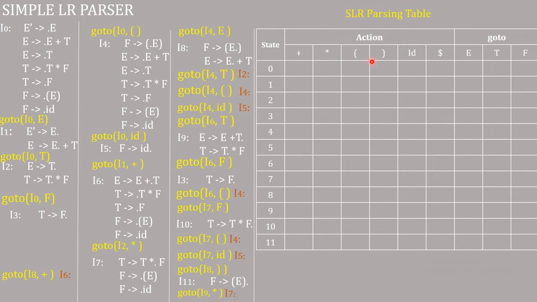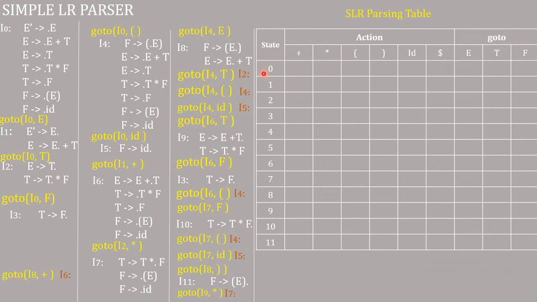And we have two sections of columns. One is the action column, the other one is the goto column. Under the action column, we will include all the terminals. In our grammar, we have terminals like plus, star, open bracket, closed bracket, ID, dollar. Those terminals are included under action, and the non-terminals we have in the grammar are included under goto. Now we are going to fill this parsing table. First we will fill the shift operations, then the reduce operations. Let us proceed further.